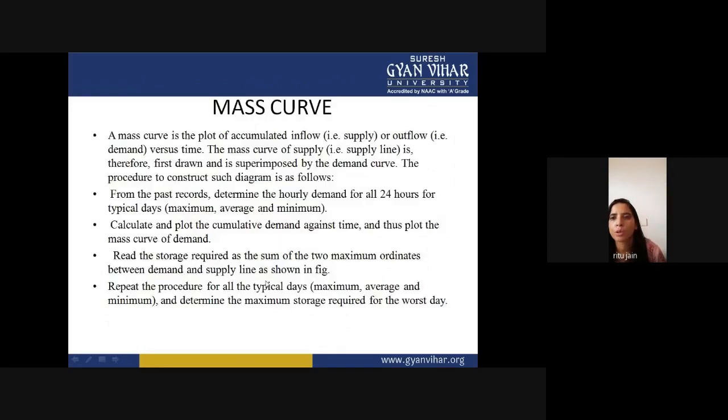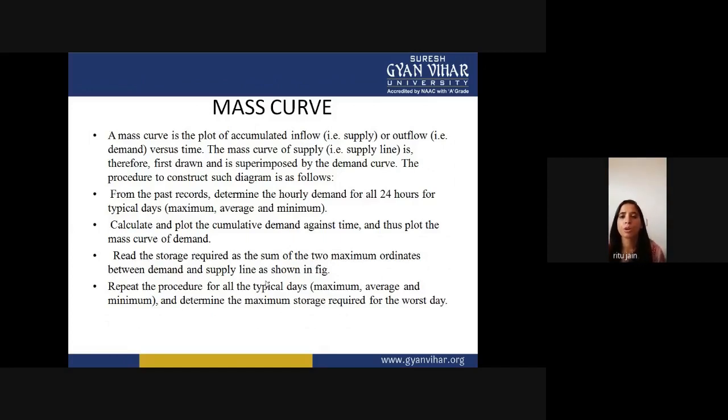Next we come to your mass curve. It is very important. The mass curve is basically for hydropower plants. A mass curve is the plot of accumulated inflow or outflow versus time. The supply mass curve is first drawn and is superimposed by the demand curve. The procedure to construct such a diagram is as follows. These are the steps by which you can easily draw the mass curve.